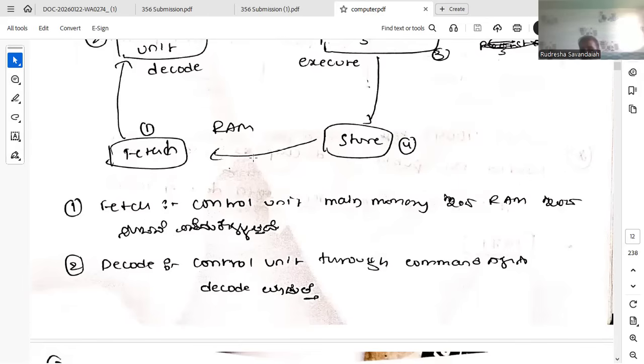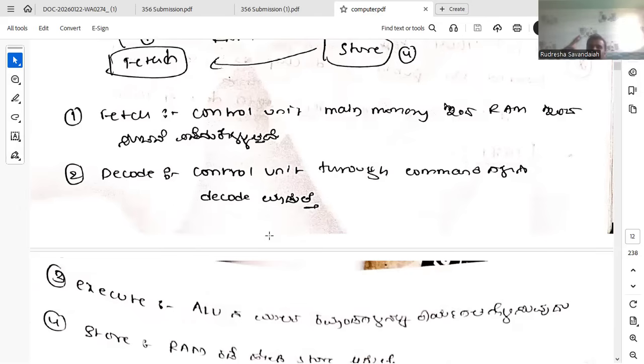What can it do? What will it be doing further? Next will be decode. Decode means the control unit passes commands.